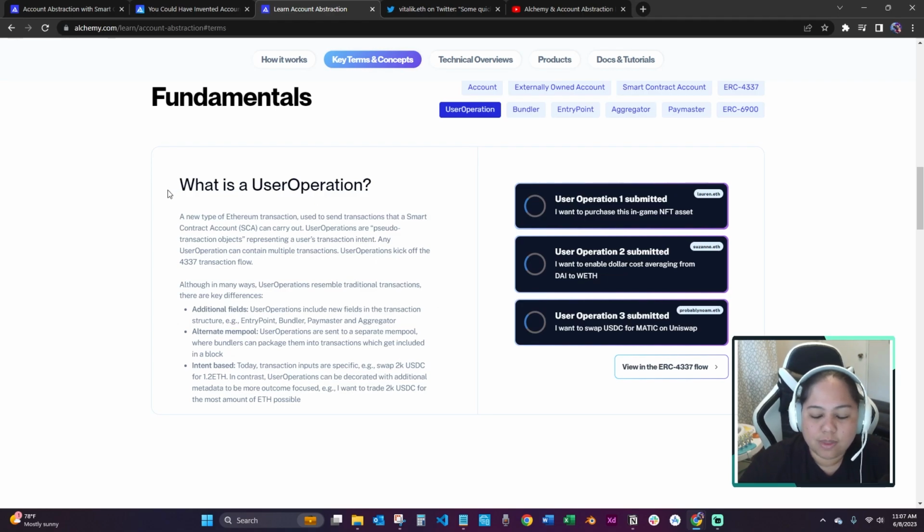So when it interacts with any other smart contract out there, it's either going to accept or not. And then it's going to give the user the option to accept or not.